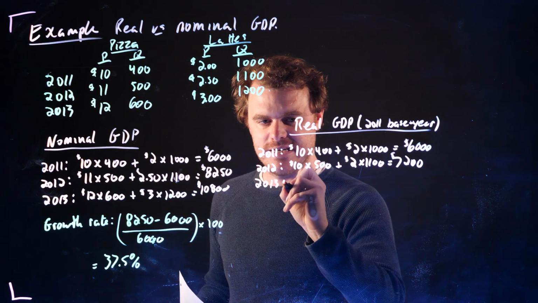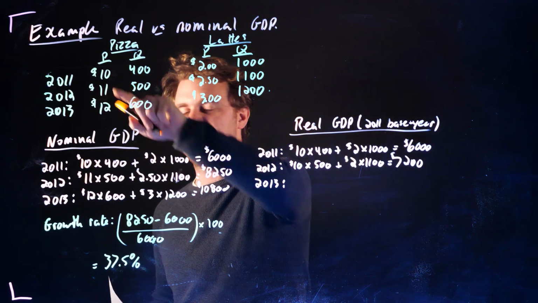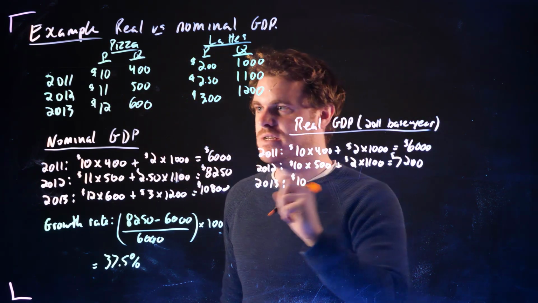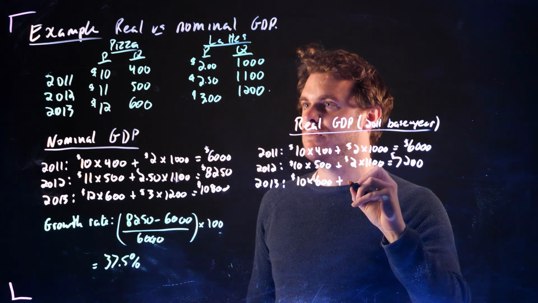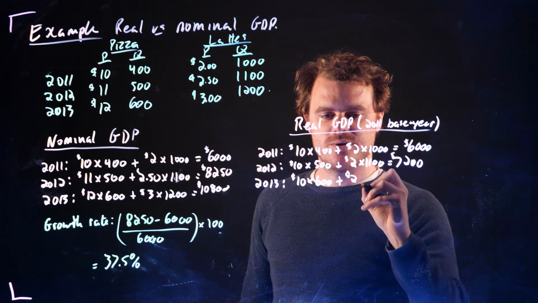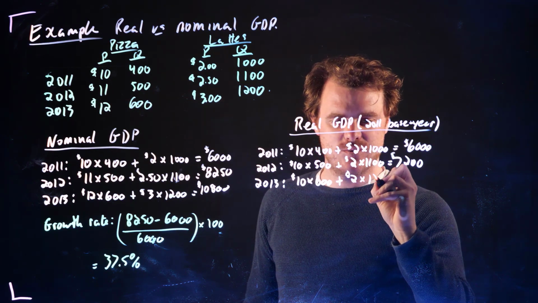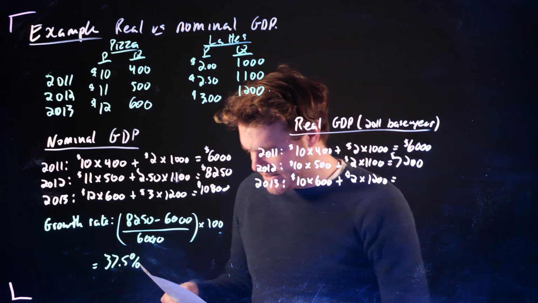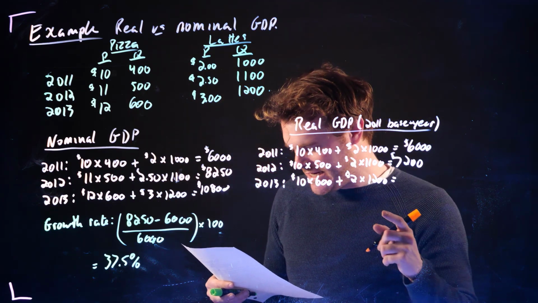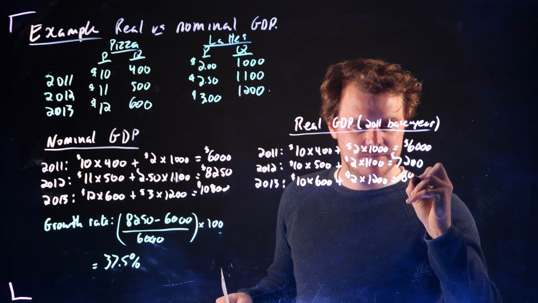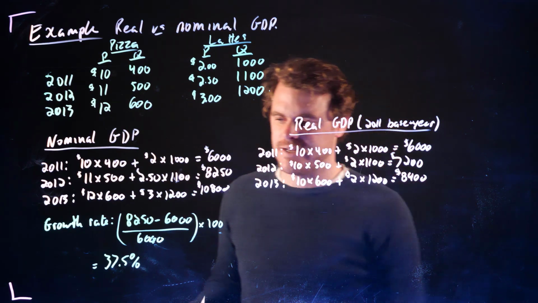And 2013, again, the price is from the base year, so $10, the quantity is 600 now, plus $2, which was the price in 2011 for a latte, times 1,200. And that would give us a real GDP in 2013 of 8,400, if my calculations are right.